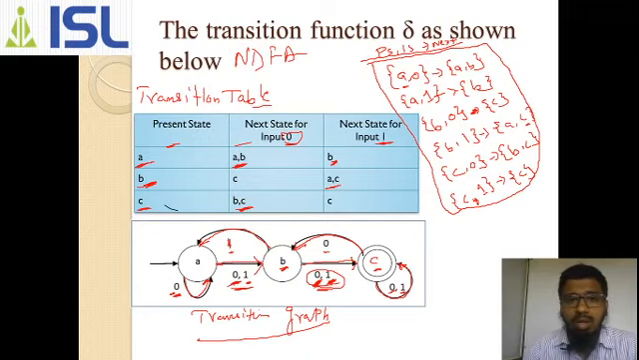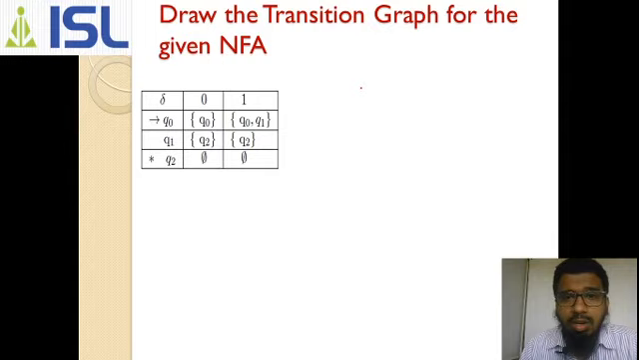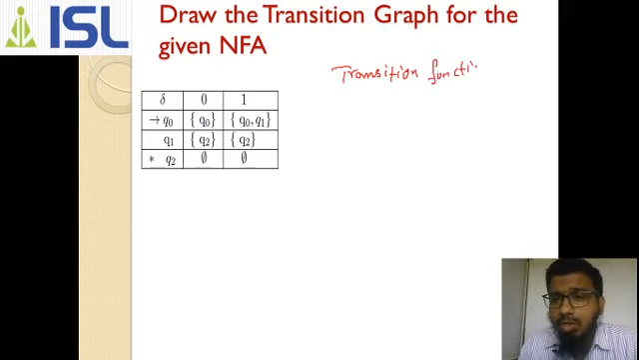The difference is simple, but I will tell you in the next class. In the next class I am going to tell you the difference between DFA and NFA, and we will do some examples. While seeing this graph, we drew the transition function. So I will write here, transition function.